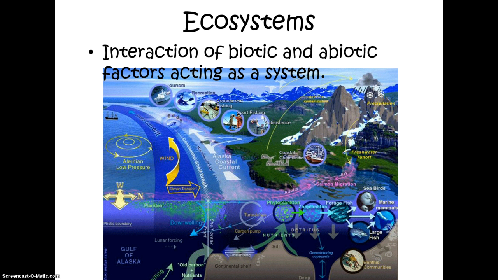Okay, so first I guess we need to really cover what is an ecosystem. That is simply the interaction of biotic and abiotic factors acting together as a system. So keep in mind that biotic means living. Biotic factors are going to be things like all the living creatures that you can find.